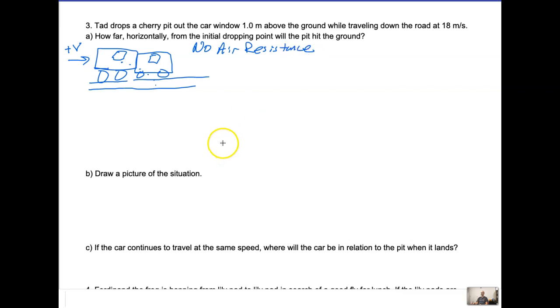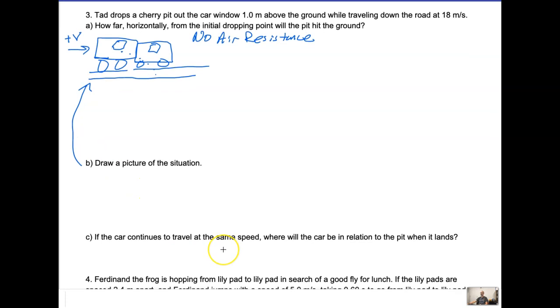Okay, so that's really important. They said draw a picture of this situation. Whoop, that's what we did here. It also says if the car continues to travel the same speed, where will the car be in relation to the pit where it lands? They will be in the same place. So when I dropped it, it was right above here. Now it lands in the same spot because they're both moving to the right at the same speed.